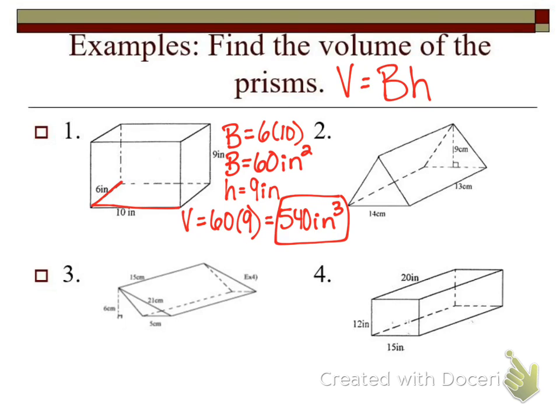A triangle. This is a triangular prism. That means my base is a triangle. Now I understand that might seem a little strange because it's not sitting on a triangle, right? It's sitting on a rectangle. But our bases, we've got 2 congruent bases. Those are triangles. How do I find the area of a triangle?